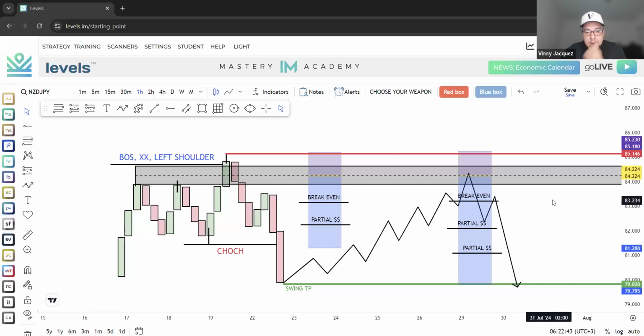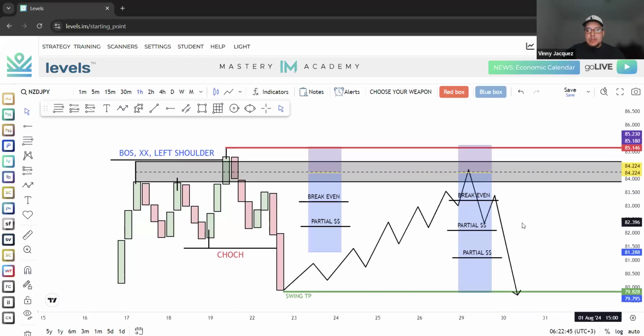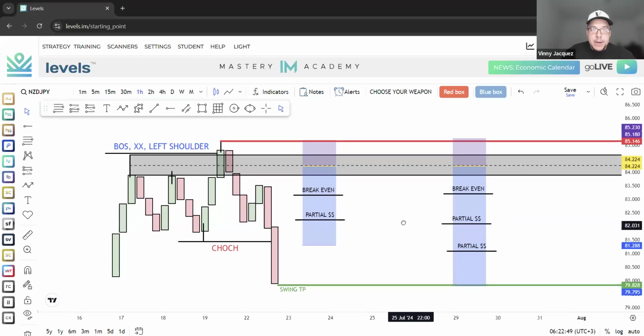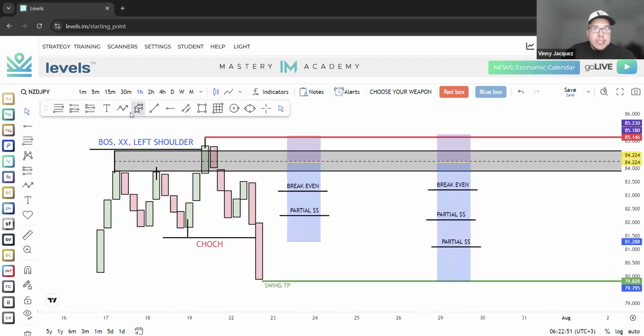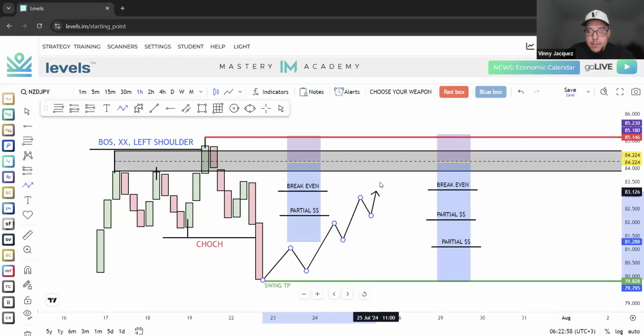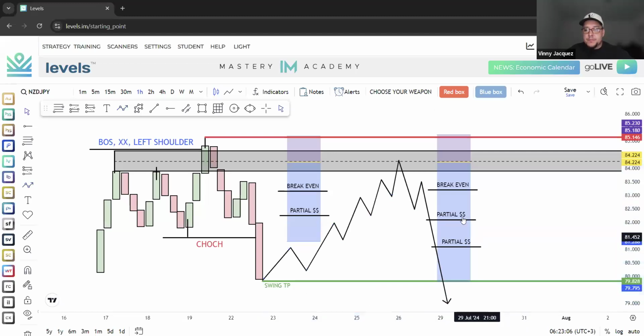Awesome, guys. So this is it right here, fam. This is what we're looking at right here. This is the setup. So anytime the market wants to come back up, as soon as it gets within this zone, guys, we are looking to enter and hit these sells to continue that down.